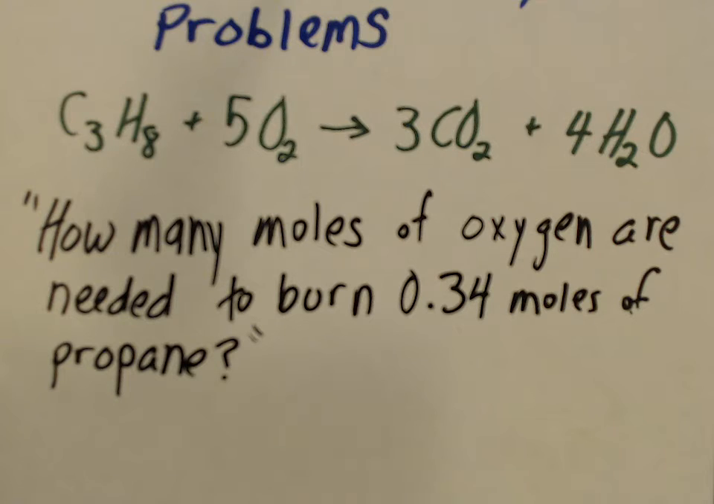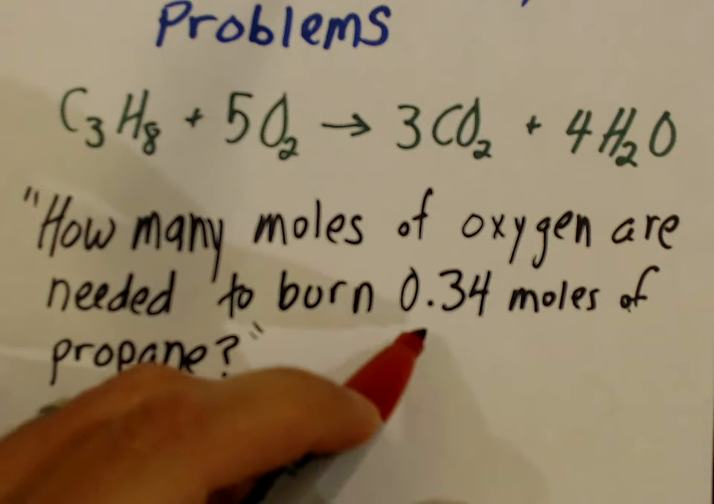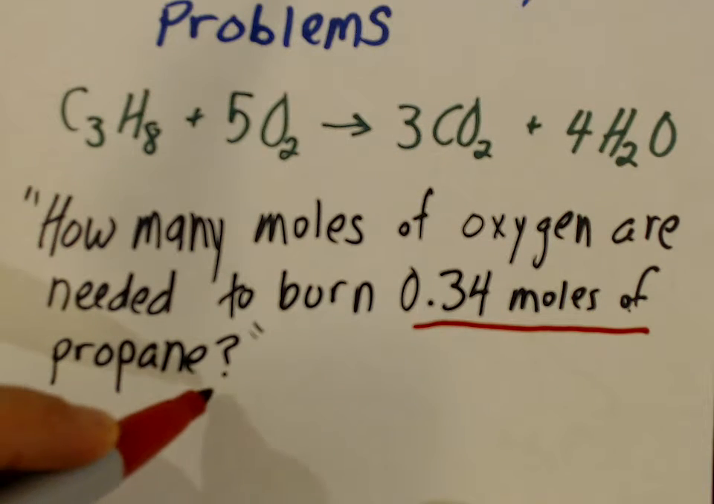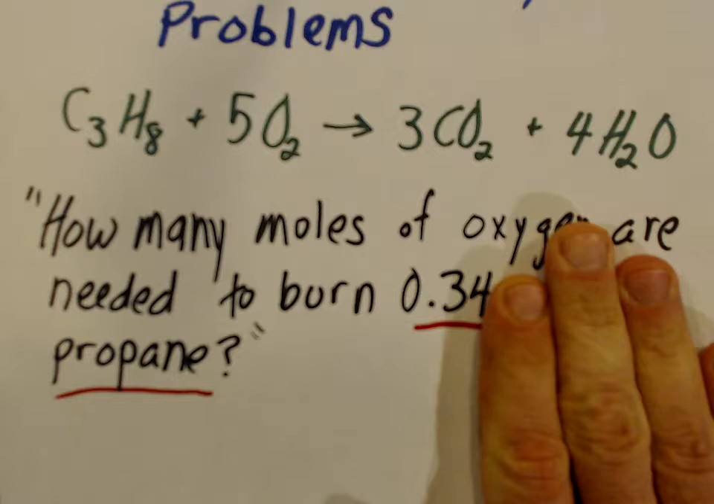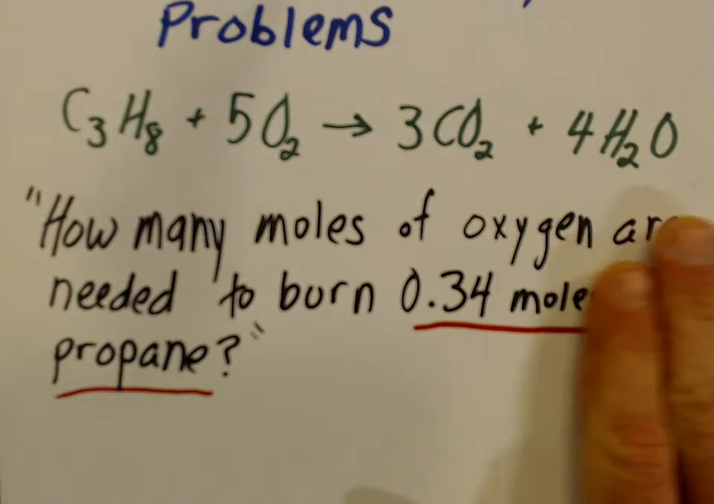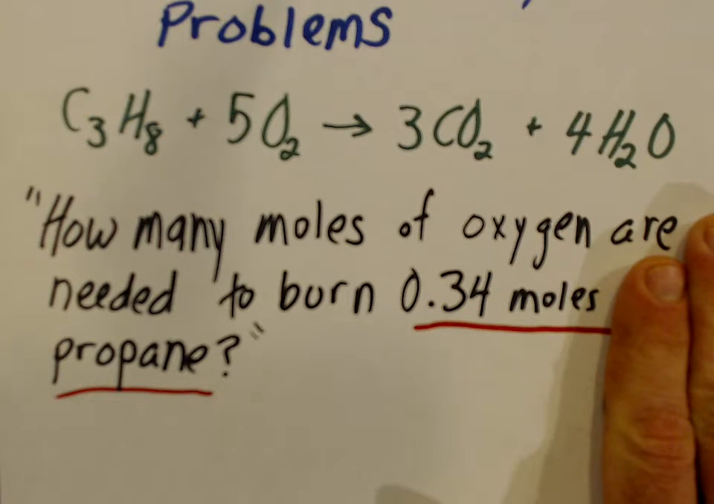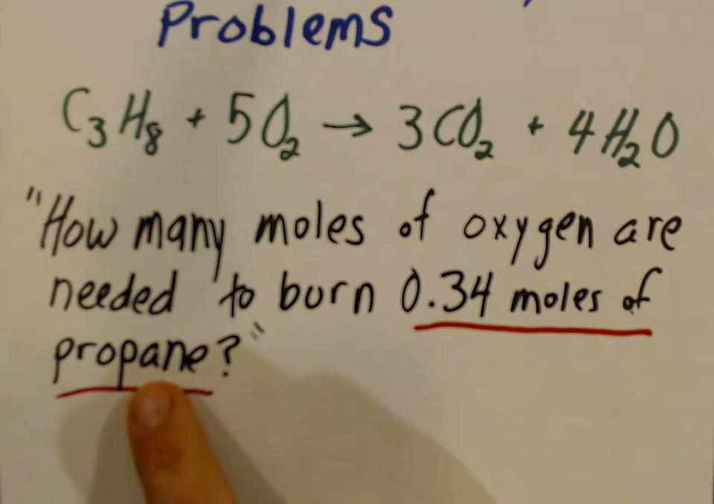In the problem, there's always what we call the given quantity. That's right. The given quantity is an amount of one of the substances that is sort of given to you or specified. In this case, it is 0.34 moles of propane. 0.34 alone is not sufficient. It's a number, but it's actually an amount. It's 0.34 moles. It's also an amount of a substance.